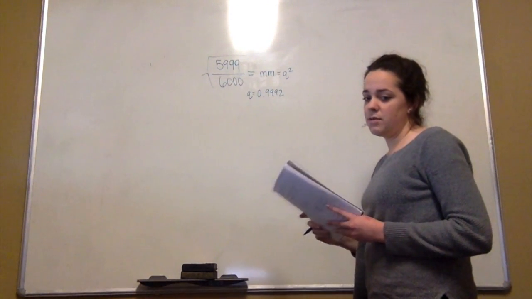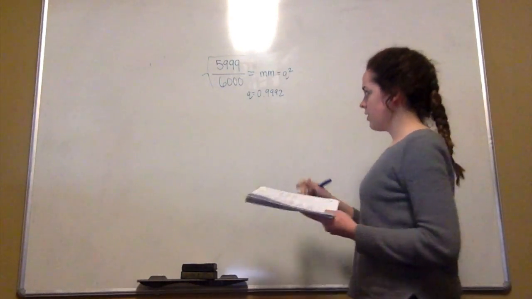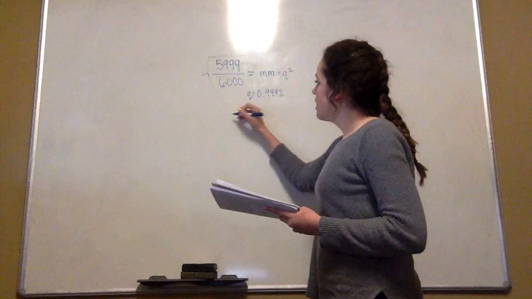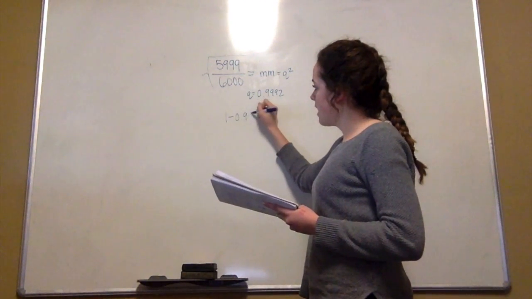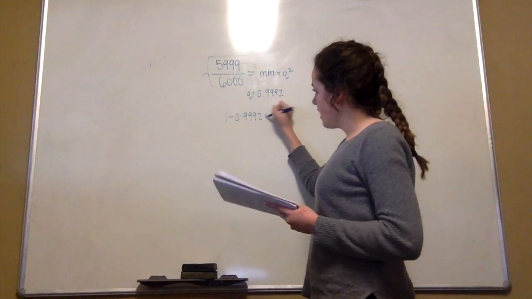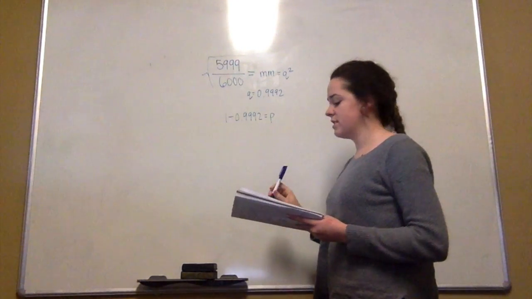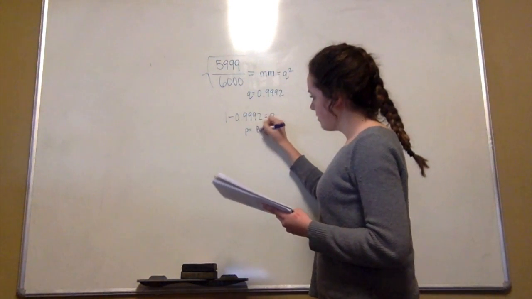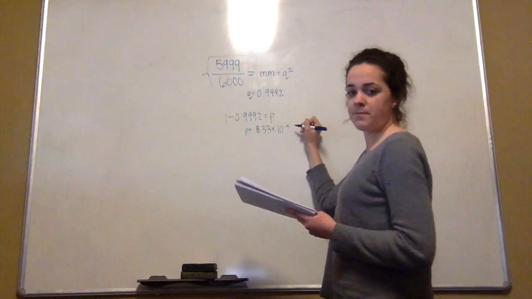So for part B, what is the frequency of the Marfan syndrome allele in the human population? We know that p plus q equals 1. So we have q, and so what we're going to do is 1 minus q. So 1 minus 0.9992, and that is going to give us p. So that's going to give us the frequency of the Marfan syndrome allele. And the answer for that one is 8.33 times 10 to the negative 5.